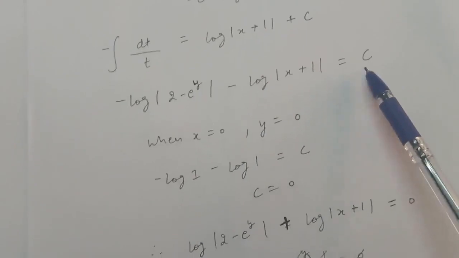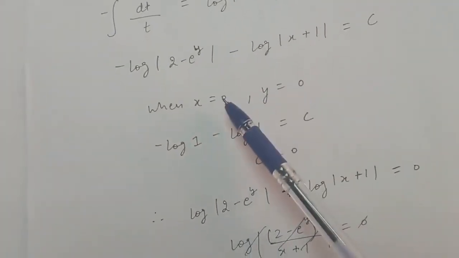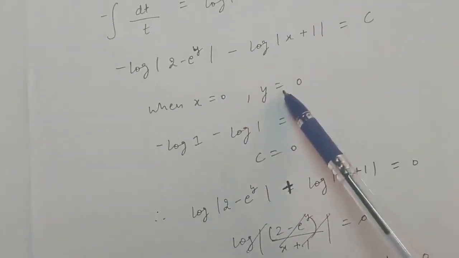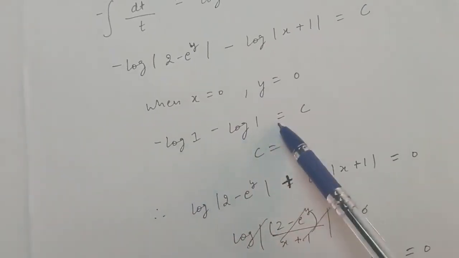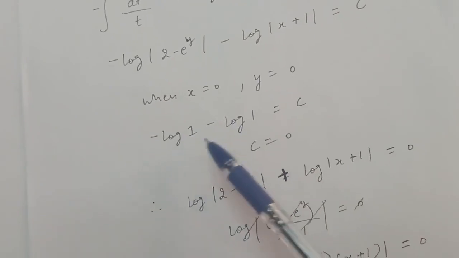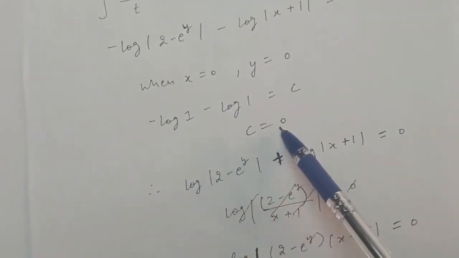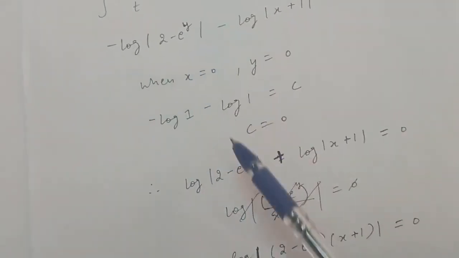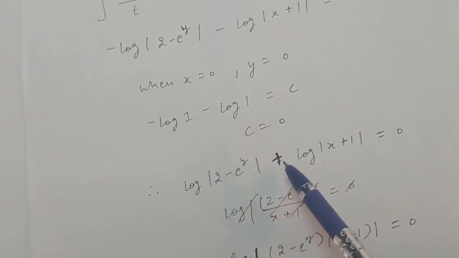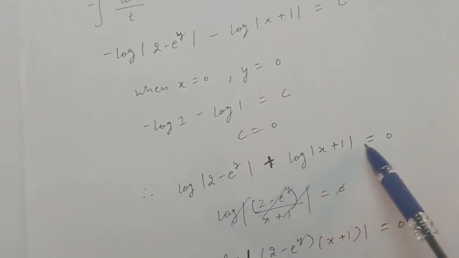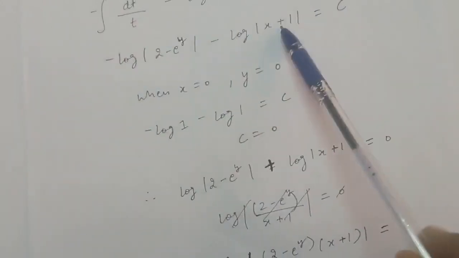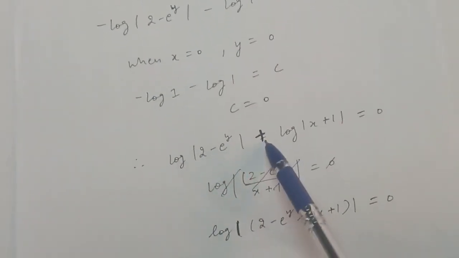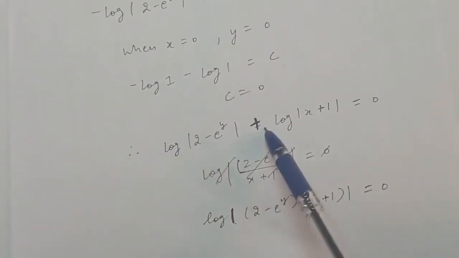Now get the value of c as when x is equal to 0. When x is equal to 0, y is equal to 0. So you will get minus log 1 minus log 1 equal to c. And value of log 1 is 0, so c will also be 0. So you will get log mod of 2 minus e raised to the power y plus log mod of x plus 1 equal to 0. Here it is minus. If I multiply both the sides by minus 1, you will get plus 1. Therefore, in place of this minus, I have written plus.